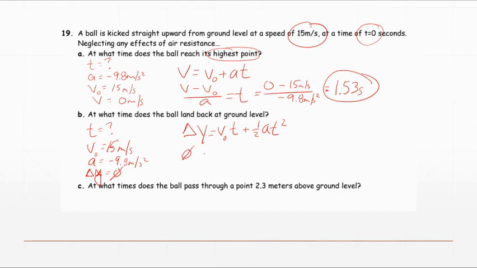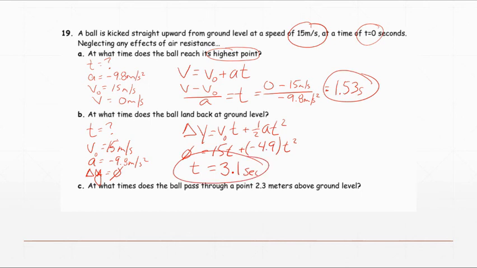Okay, 0 is equal to 15t plus negative 4.9 t squared. Well, one of your t's is going to cancel, because that's going to be 0. Time equals 0. That's why you have two values. And then t equals 3.1 seconds.